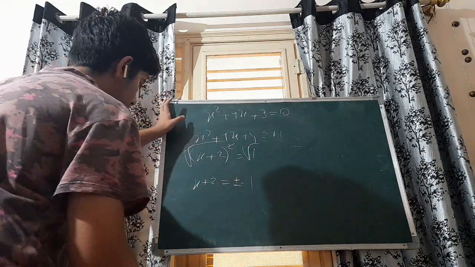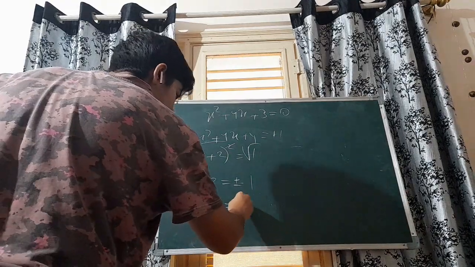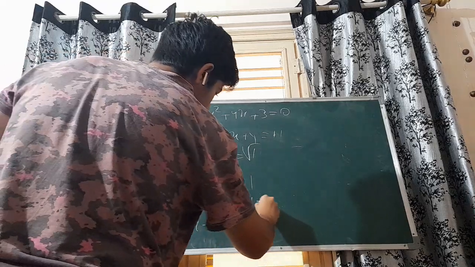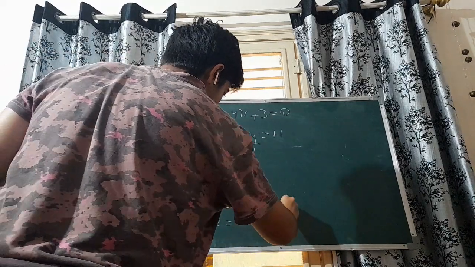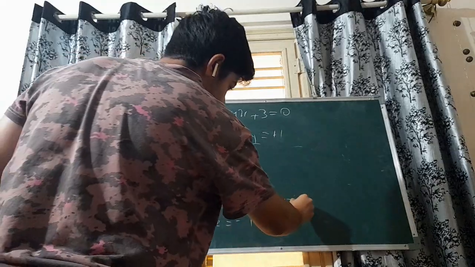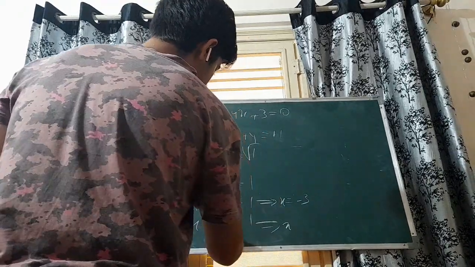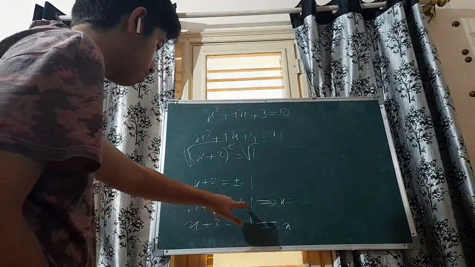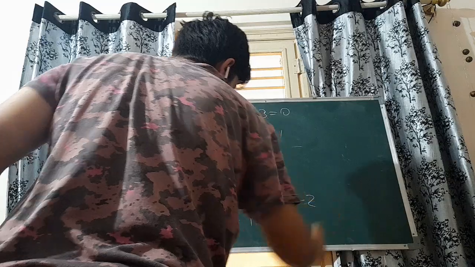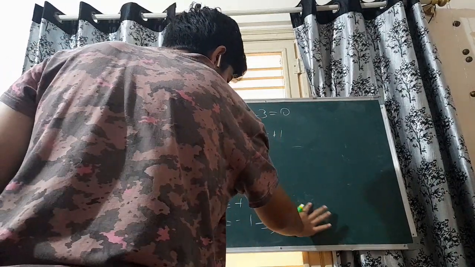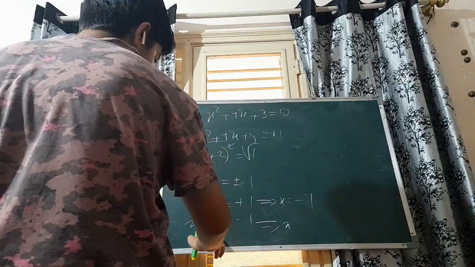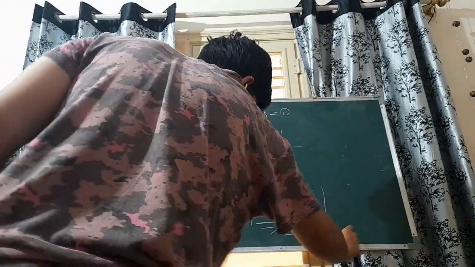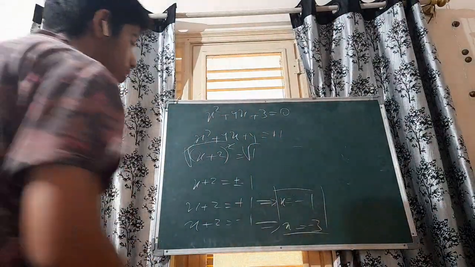Now we're going to split this into two equations. x plus 2 equals positive 1, or x plus 2 equals negative 1. If we solve these equations, we get x equals 1 minus 2, which is negative 1, and x equals minus 1 minus 2, which is negative 3. Sorry for that mistake. So we have gotten the same answers once again, and we have also got a second method.